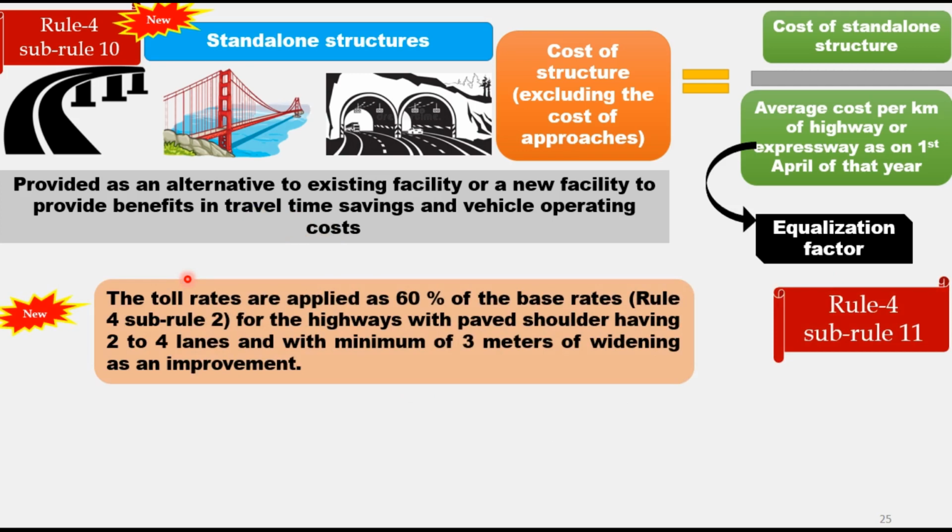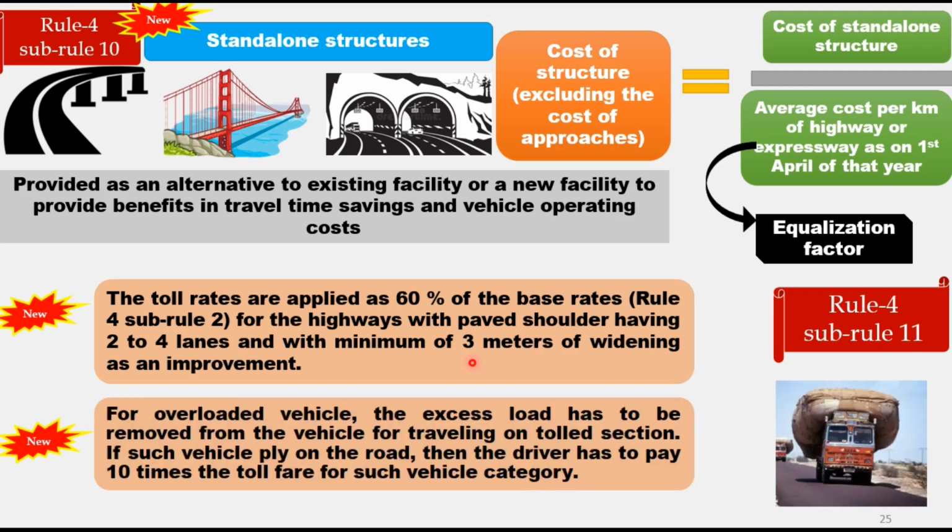facilities are provided as an alternative to existing facility or a new facility to provide benefits of travel time saving and vehicle operating cost. And a new rule is added here: the toll rates are applied as 60% of toll base rate for the highway with paved shoulder having 2 to 4 lanes and with minimum of 3 meters of widening as an improvement. Further, for overloaded vehicles, the excess load has to be removed from the vehicle for traveling on toll section. And if such vehicle plies on the road, then the driver has to pay 10 times the toll fare for such vehicle category.